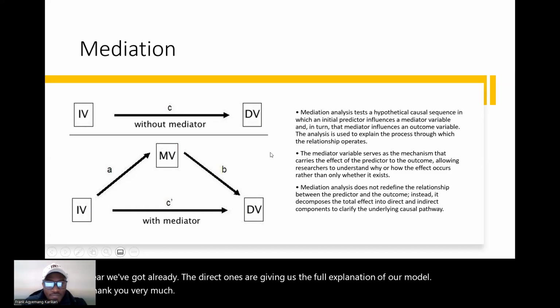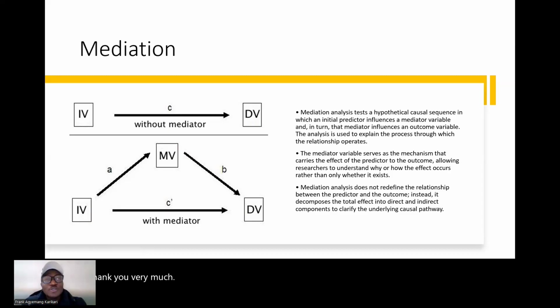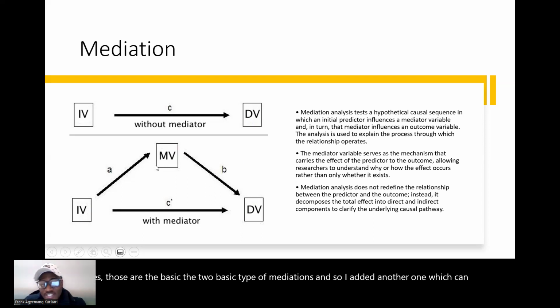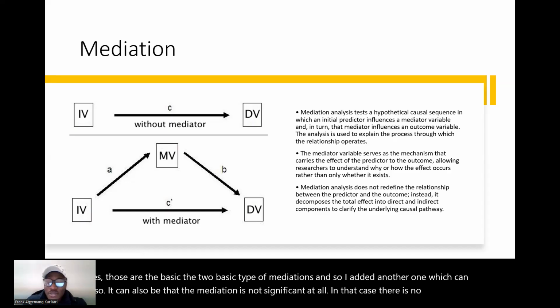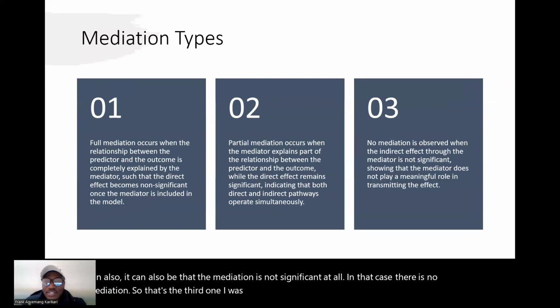So if I got it right, there are two types of relationships, like full and partial. Yes, those are the two basic types of mediations. And so I added another one, which is that the mediation is not significant at all. In that case, there is no mediation. So that's the third one I was referring to.